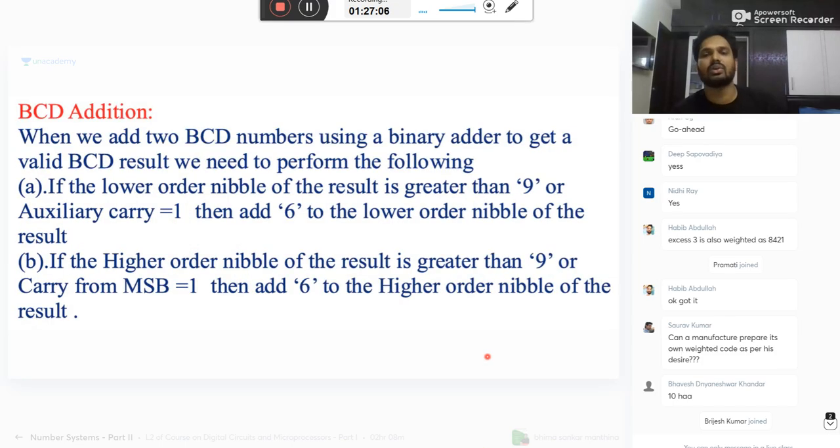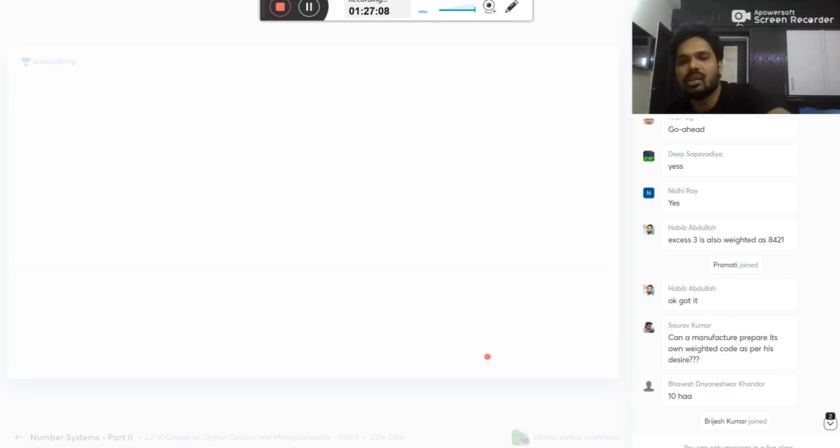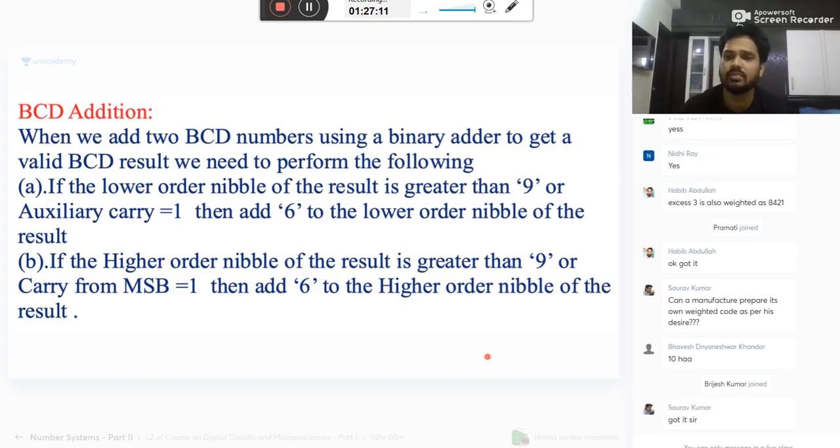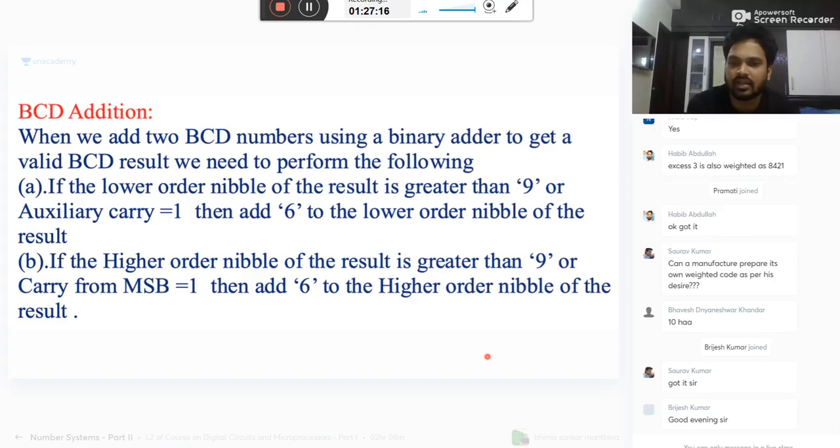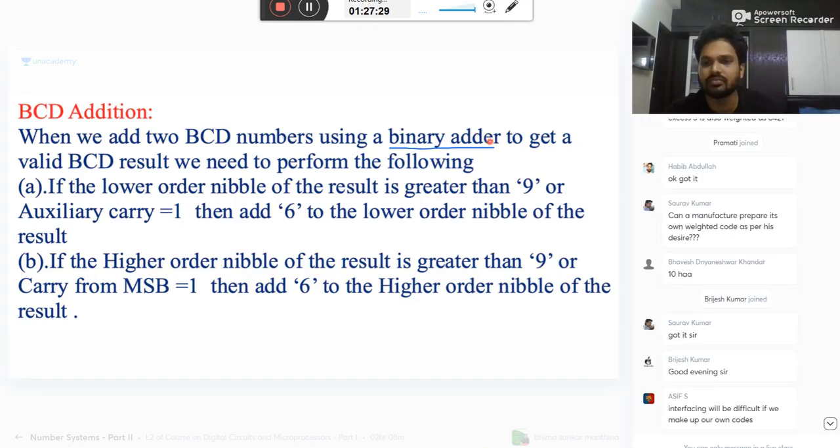Okay. So the next one: how to add BCD numbers. You have two BCD numbers. Let us see how to add two BCD numbers and get the result. When we add two BCD numbers using a binary adder, normal addition only I will do, but I want a valid BCD result. Your whole system should be according to that. When we add two BCD numbers using a binary adder to get a valid BCD result, we need to perform these two. I will explain. Just take one example first.